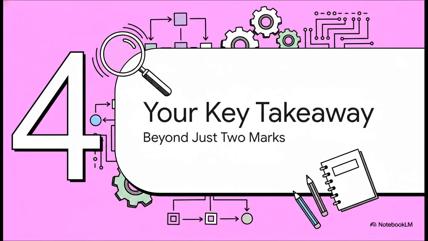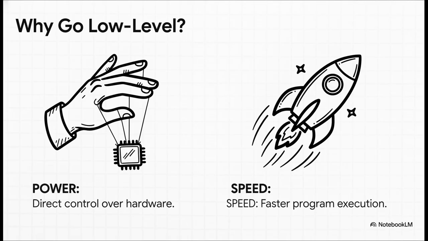So let's zoom out and lock in the big lesson here. Because this isn't just about grabbing 2 marks on one question, it's about really understanding a core principle in how all software is made. So, if you walk away remembering just one thing, let it be this. Why would you ever go low level? It all boils down to 2 words, power and speed. The power for that direct absolute control over the hardware, and the speed for the fastest possible execution. Get those 2 points down, and you have absolutely nailed this question.